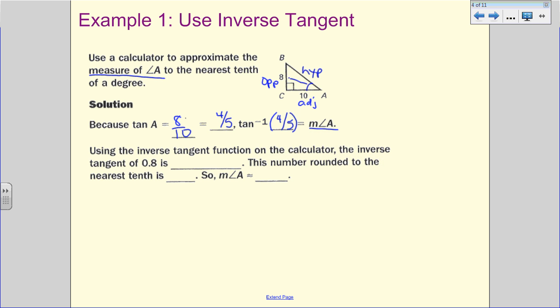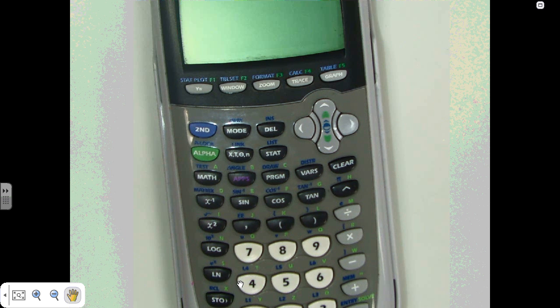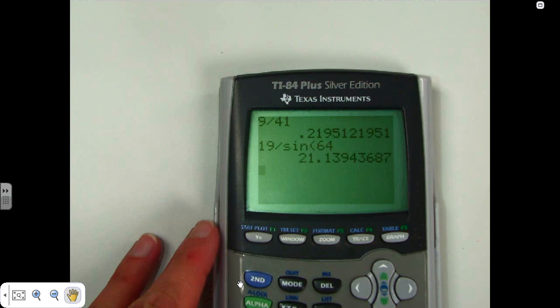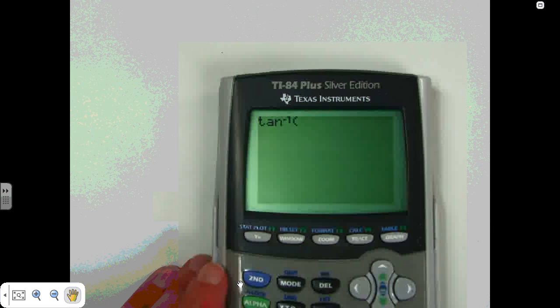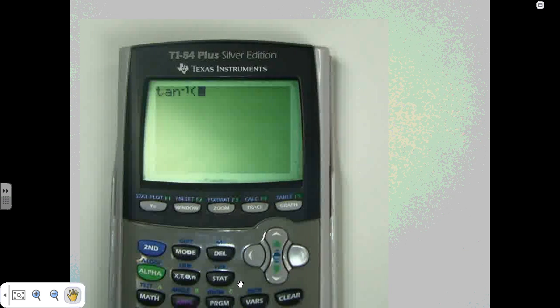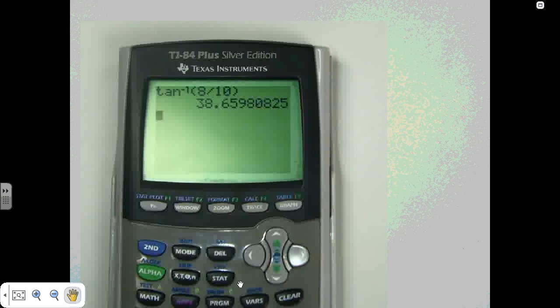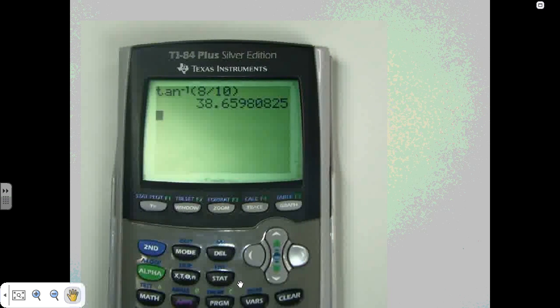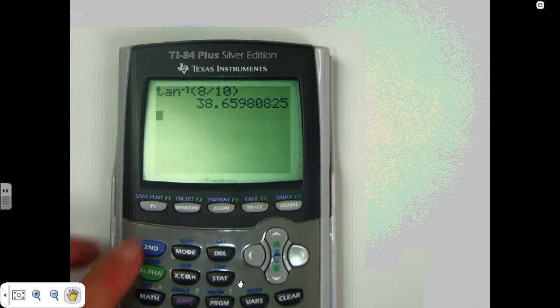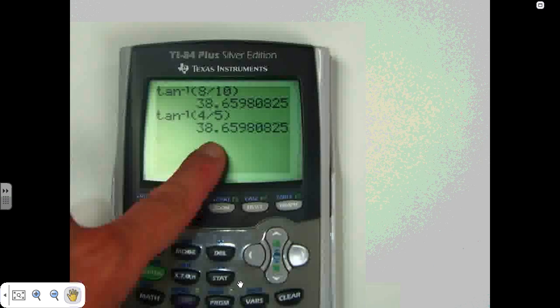All right? So let's go to the calculator. Let's see what that looks like. So if we go to our calculator, we're going to type in second tangent, guys. So, Jordan, you were asking about the exponent. You see how it automatically comes in? And then I'm going to type 8 divided by 10. 38 point, and whatever place they tell you to round to. So 38.7. Yeah. If you had done tangent inverse of 4/5, it'd give you the same exact answer.